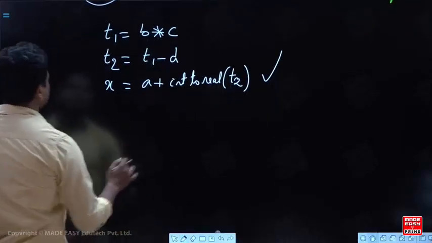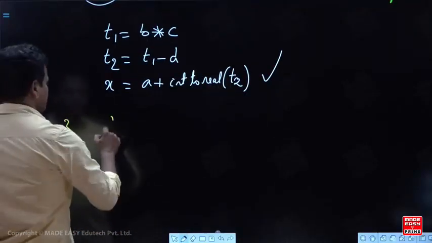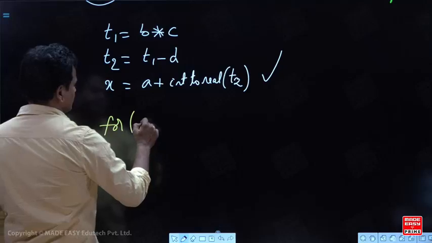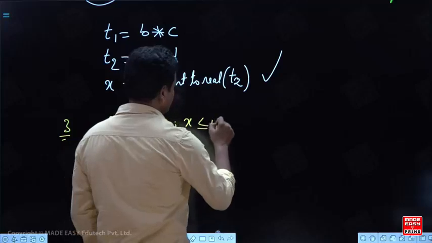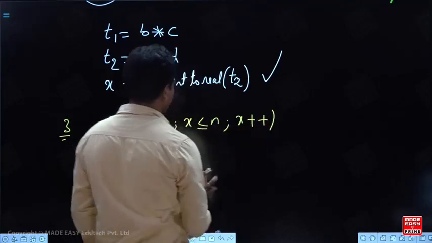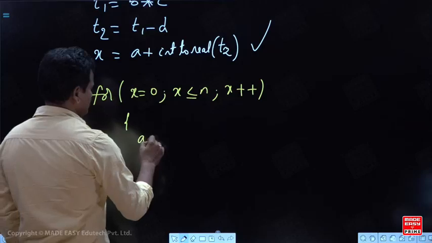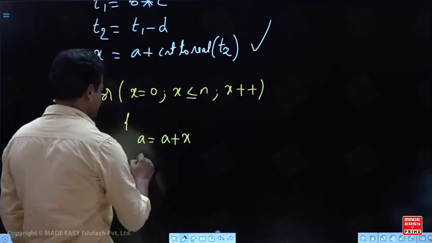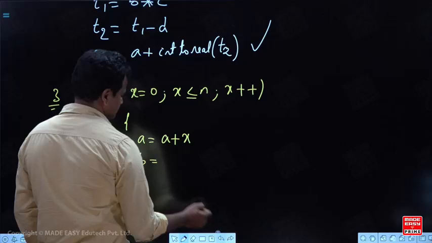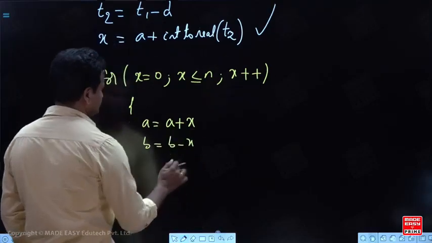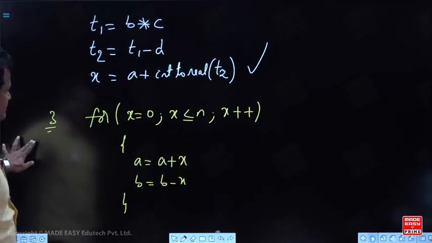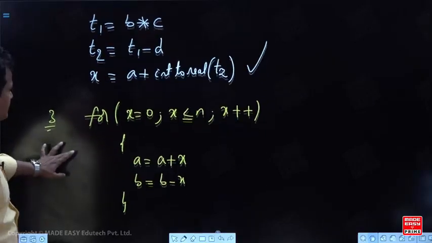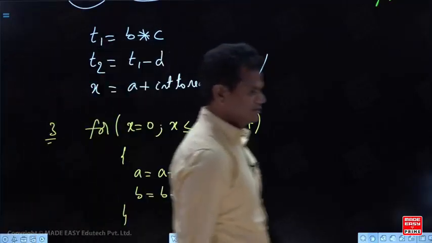Third one: for X equal to 0, X less than or equal to N, X plus plus, A equal to A plus X, B equal to B minus X. So this is the code. For this code segment I want the 3 address code. Okay, copy and try.